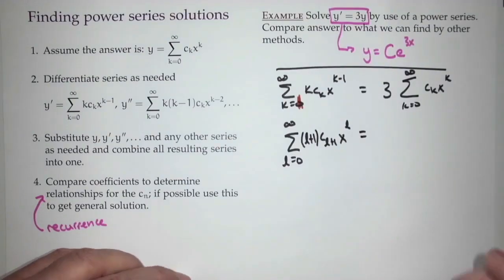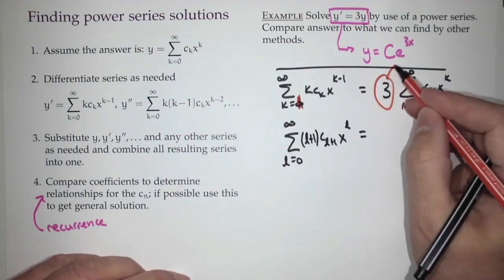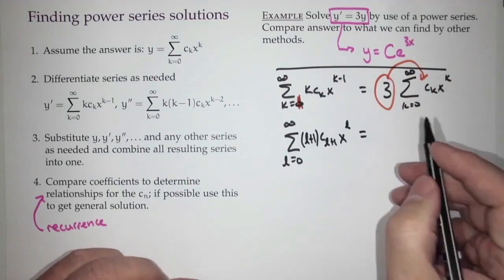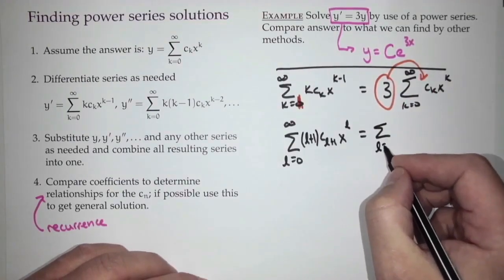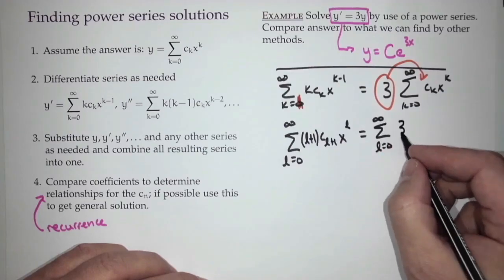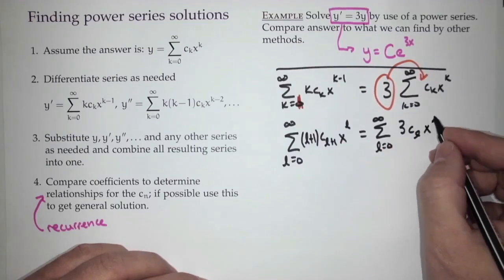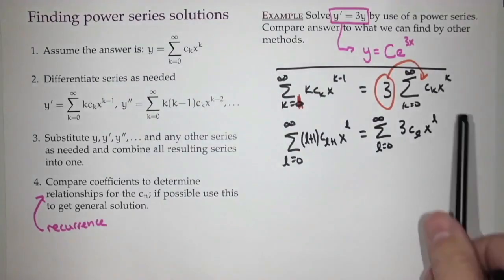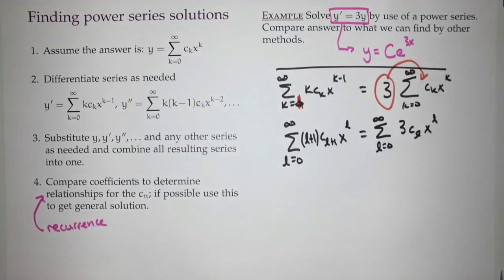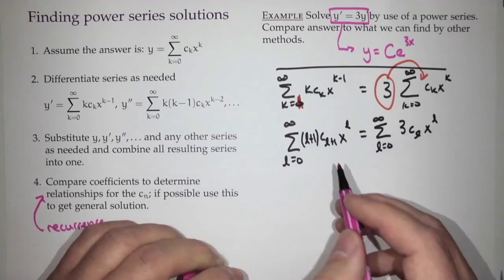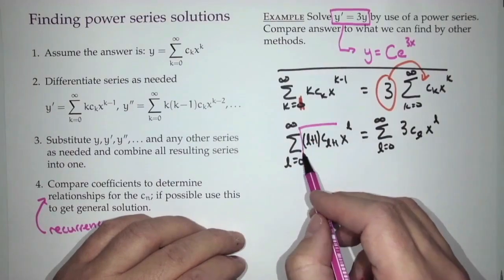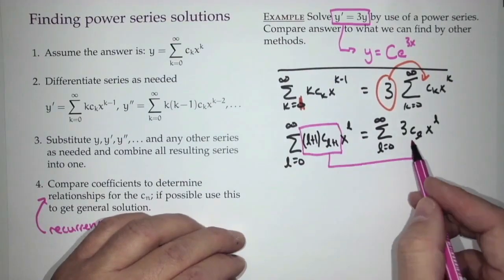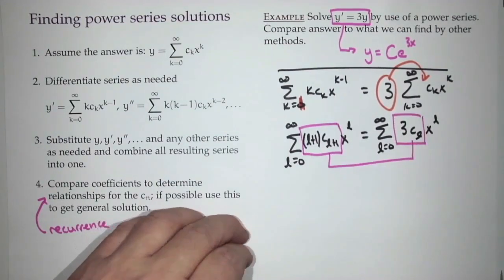And on the other side, push the 3 in. So the sum from L equals 0 to infinity of 3 c sub L x to the L power. I just changed the k to L so that things match up nicely. And now we're like, hey, wow, check this out. What's true? Well, things have to match.